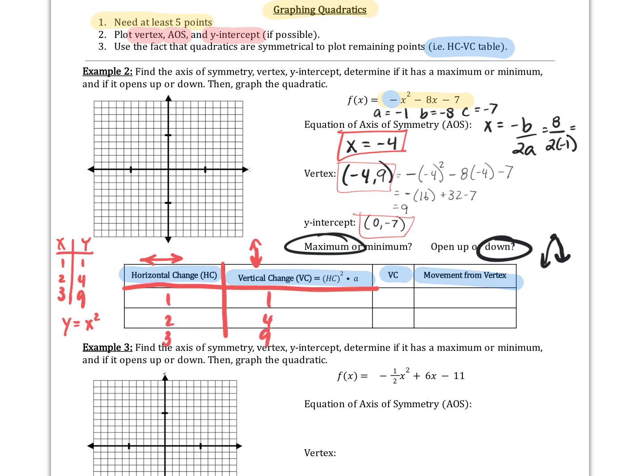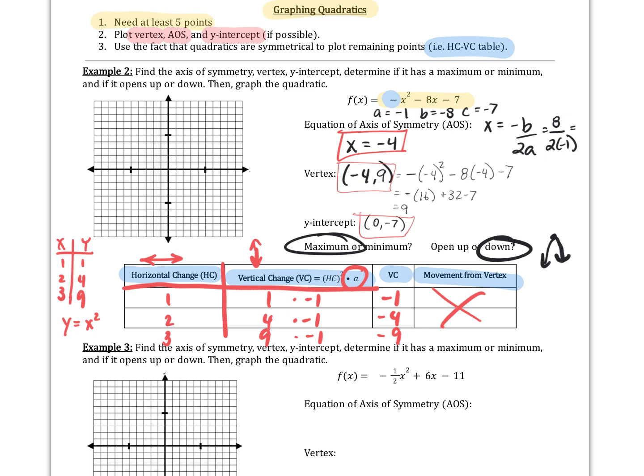And if for some reason you have an A value that is different than 1, you're going to multiply everything by this, and it's going to tell you what your vertical change is. So -1 times 1 is -1. 4 times -1 is -4. 9 times -1 is -9. Now, I'm not going to worry too much about this, okay? Leave that there, and I'll show you why here in a minute.